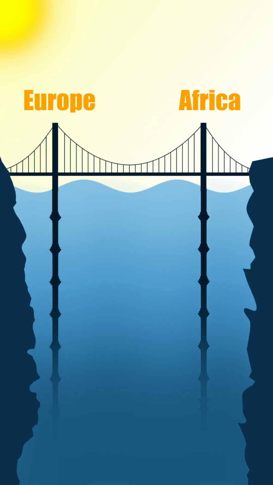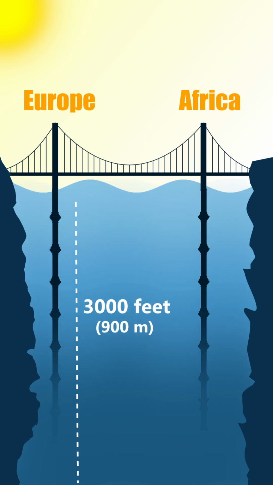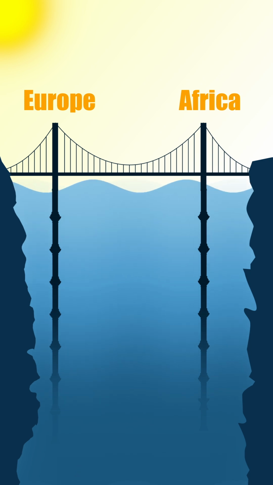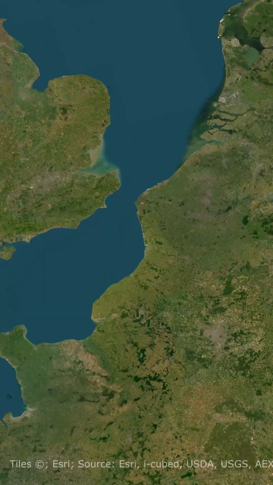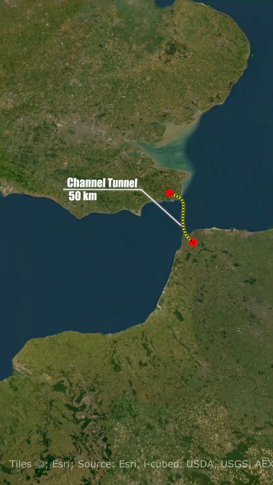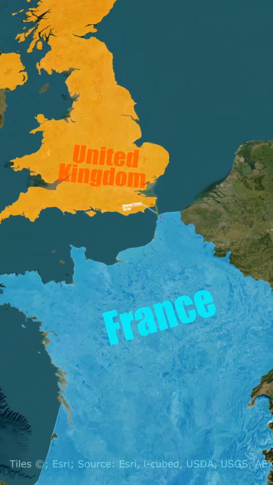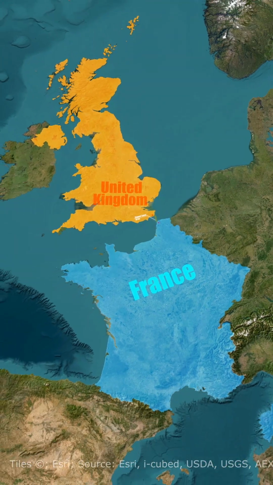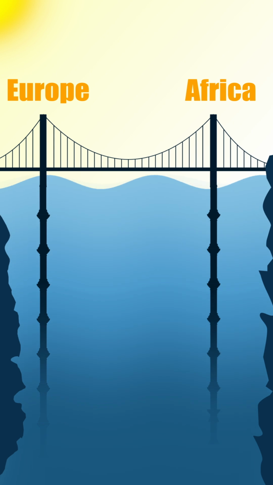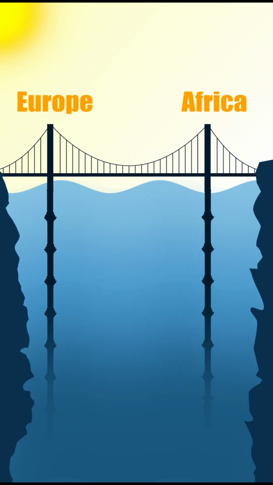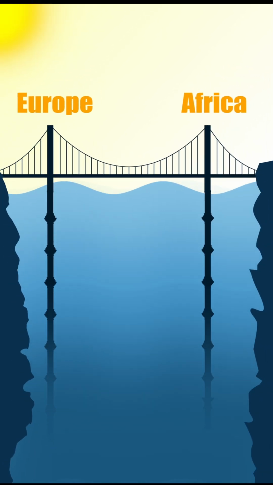But it plunges to depths of nearly 3,000 feet. That's much deeper than most bridges are designed to handle, making construction extremely difficult. By comparison, the 50 kilometer long Channel Tunnel between the UK and France sits just 75 meters below sea level. Besides, the strait is known for its strong currents, particularly at its narrowest point, which would put a lot of strain on any bridge, constantly threatening its stability.